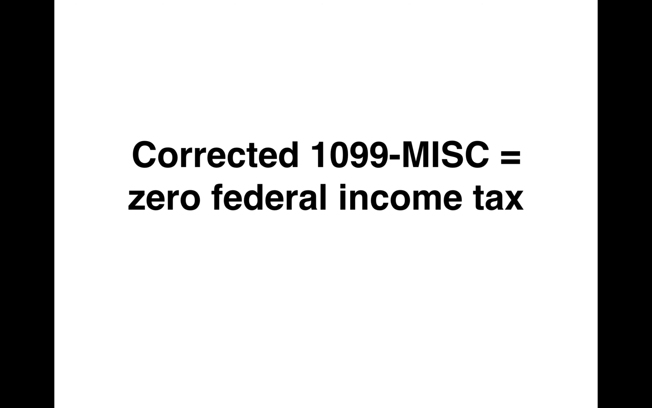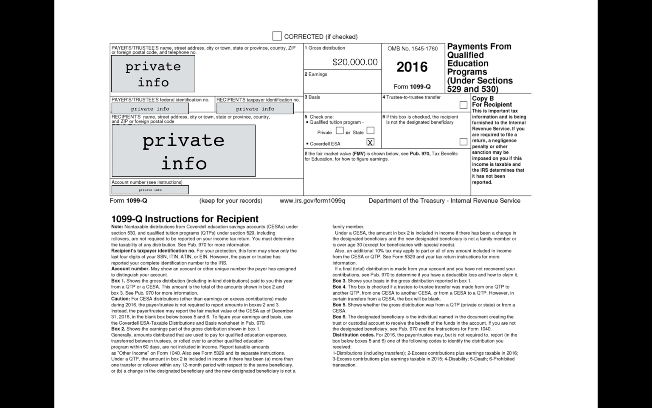So I corrected the 1099 miscellaneous, and I put a 0 there, and I paid 0 federal income tax on my 1099 miscellaneous. Now let's see where I actually paid my tax for 2016. So this is another 1099 I received.